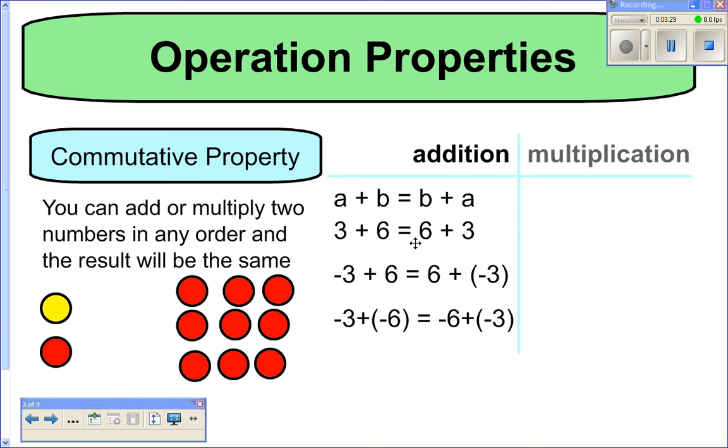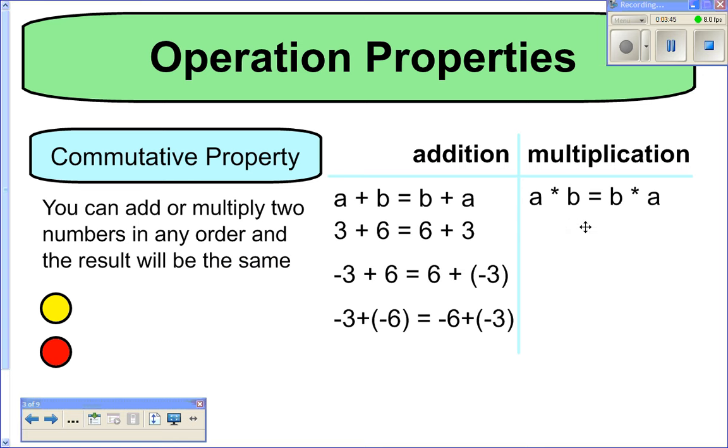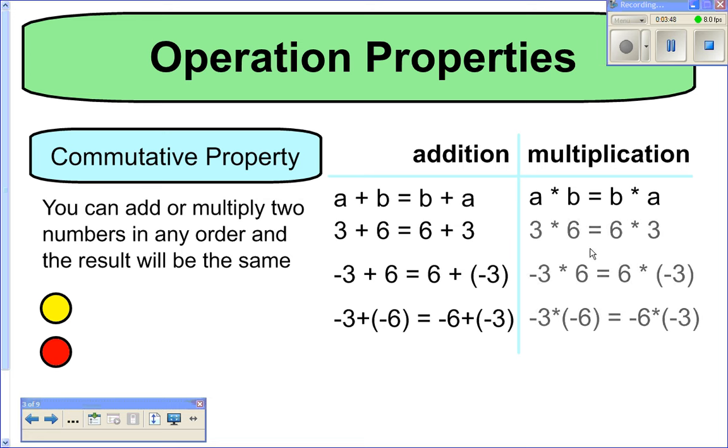The commutative property of multiplication says that whether you start by multiplying A times B or B times A, the result is still going to be the same. Let's look at some numerals as examples. 3 times 6 is 18. 6 times 3 is also 18. It doesn't matter what order you have those numbers. If you're multiplying 2 numbers, it doesn't matter the order, the answer is going to be the same.